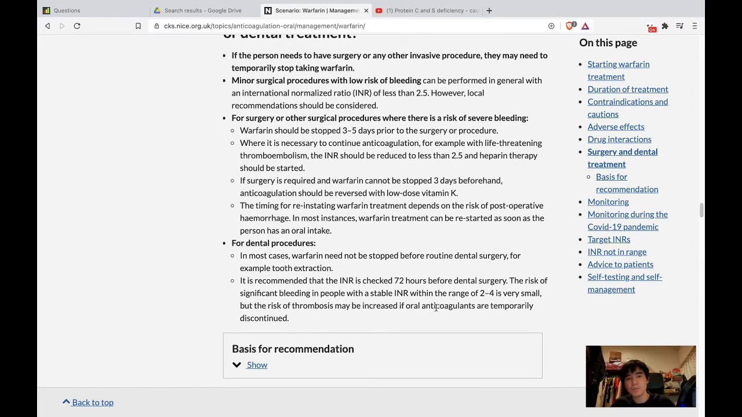For dental procedures, in most cases, warfarin need not be stopped before routine dental surgery, for example, tooth extraction. It is recommended the INR is checked 72 hours before dental surgery. The risk of significant bleeding in people with stable INR within the range of 2 to 4 is very small, but the risk of thrombosis may be increased if oral anticoagulants are temporarily discontinued.